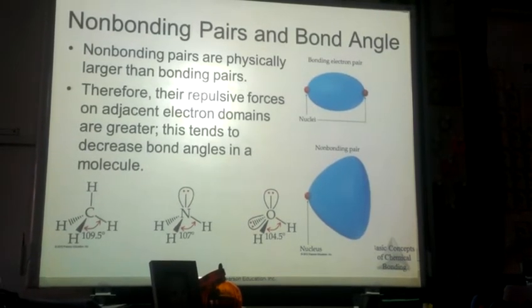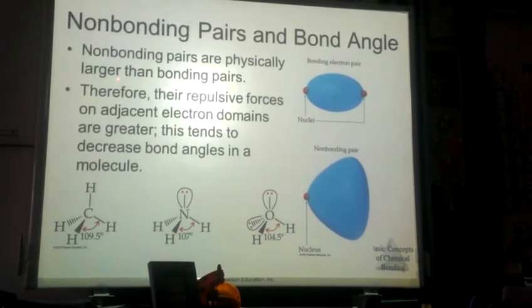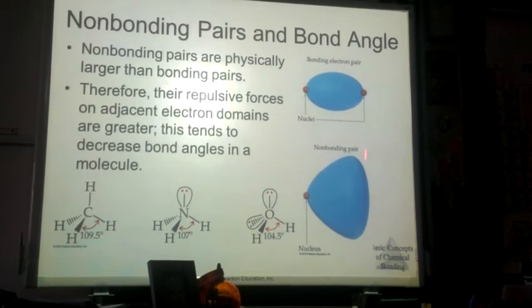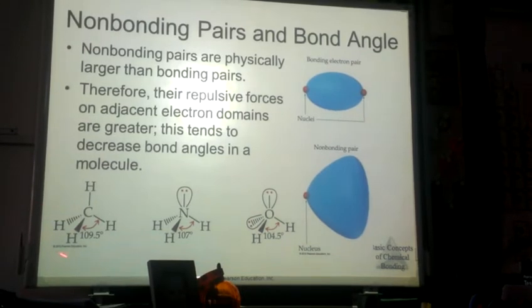Okay, so let's go back and talk about the bond angle that we kind of alluded to on the slide before. This says non-bonding pairs are physically larger than bonding pairs. A bonding pair of electrons, if I'm looking at its electron density, is going to be roughly like this. It's in between two nuclei, versus a non-bonding pair, whose electron domain, the actual space that it occupies, is just larger than a bonding electron pair. Because of this, I want us to look here at methane, CH4.